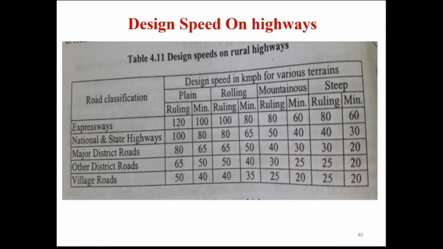Next is the design speed on the highways. From the table, we can see the road classification and their design speeds in km/h for the various terrains. The road classifications such as the expressways, national and state highways, major district roads, other district roads and villages can be seen from the table, whereas corresponding to these roads, the design speeds in km/h for the terrains like the plain, the rolling, the mountainous and steep can be seen.